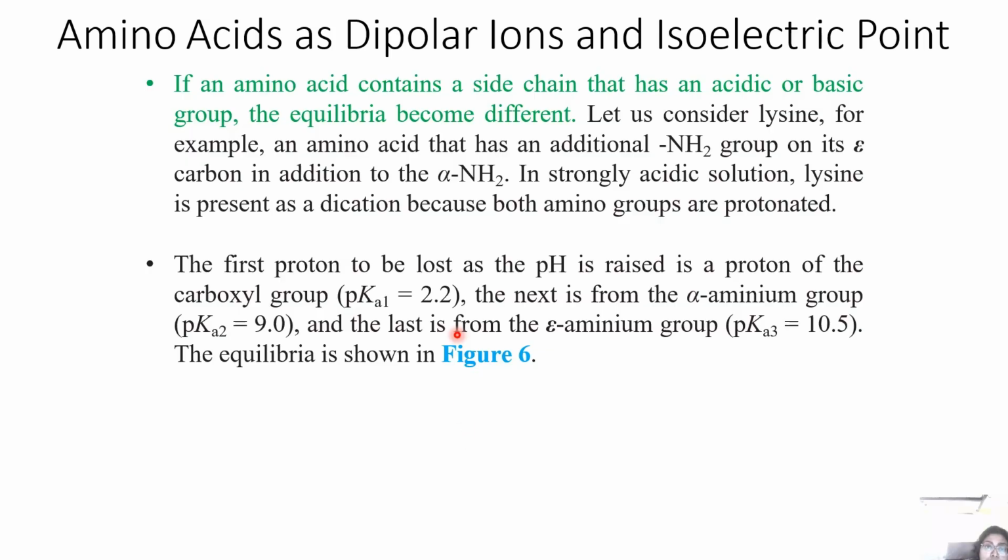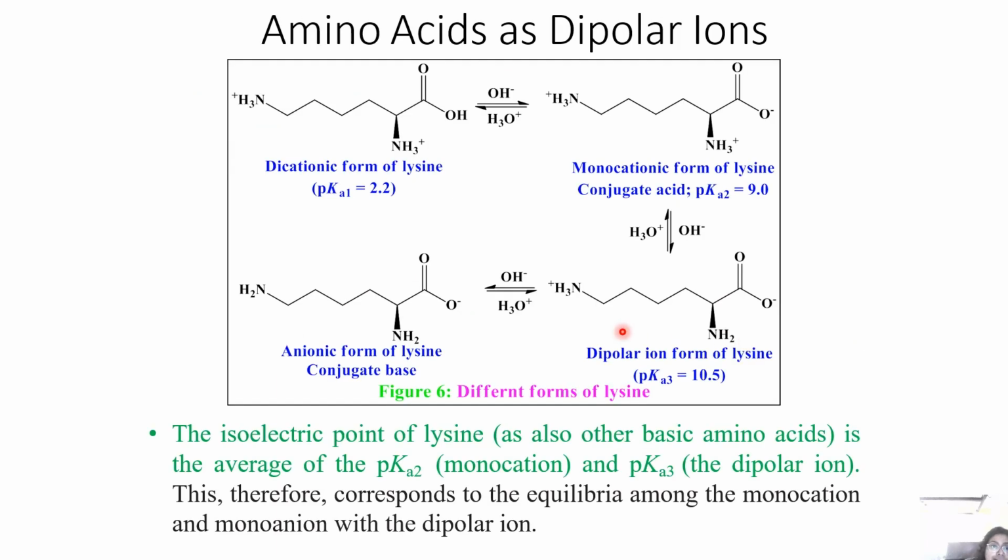So the first proton to be lost as the pH is raised is a proton of the carboxyl group. The next is from the alpha aminium group, and the last is from the epsilon aminium group. Okay, 2.29 and 10.5. This is the equilibrium for lysine.